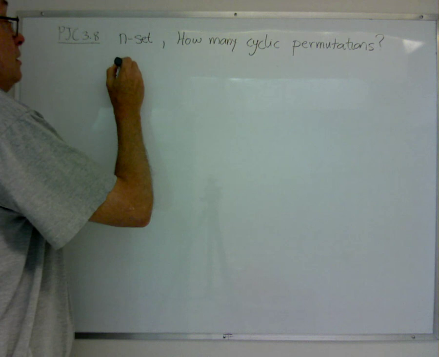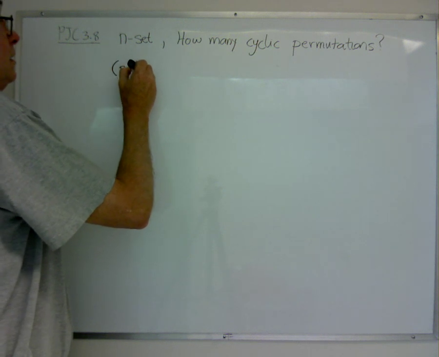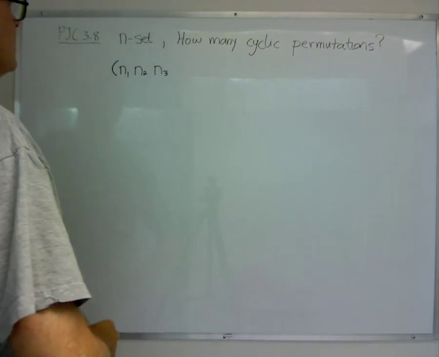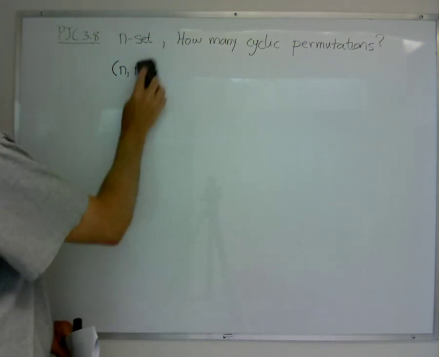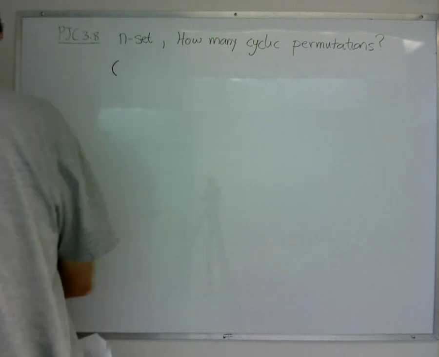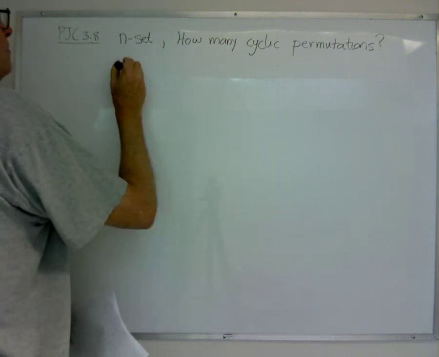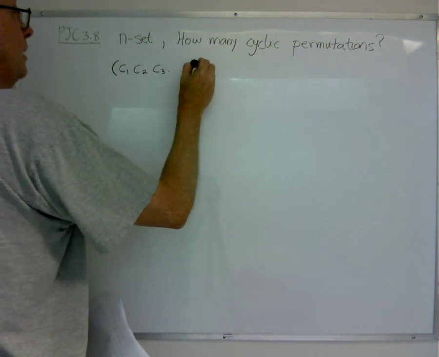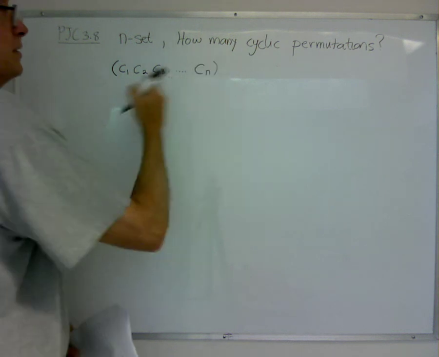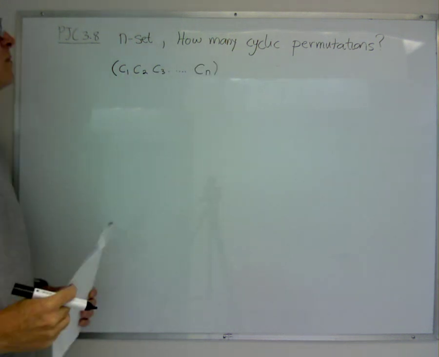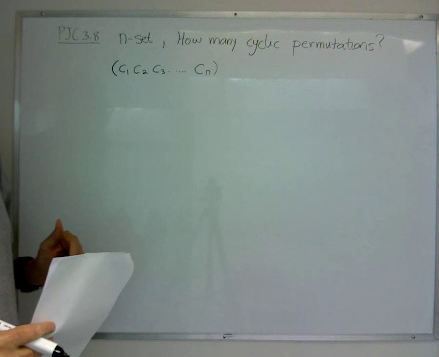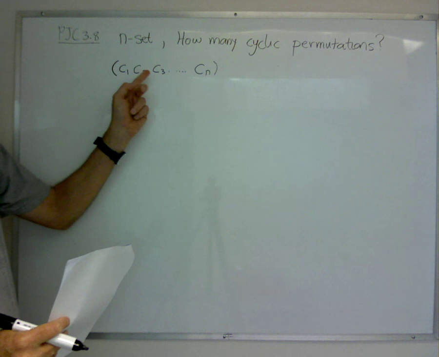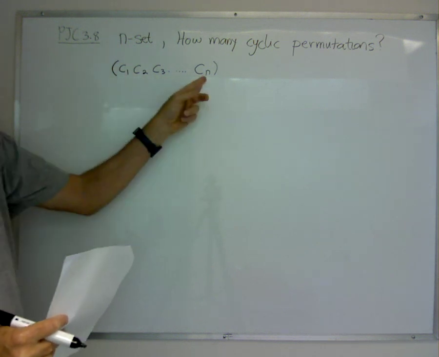So here, I'm just writing down elements. Actually, n is not a good choice here. Let us use C, up to the nth one. Here's the cyclic permutation of the elements in this n set, right? So the permutation takes C1 to C2 and C2 to C3 and so on in a cycle, and then Cn back to C1.